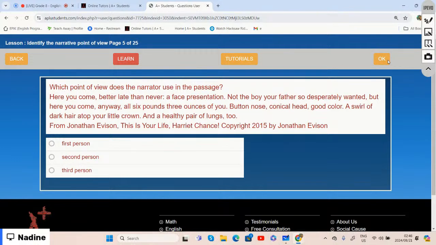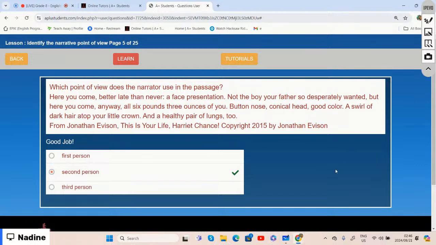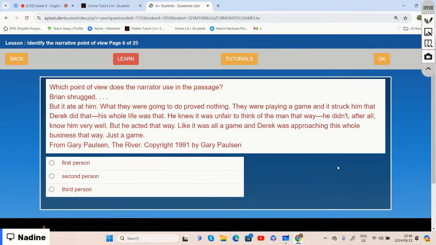All right, and if we were to select the correct one, I think this sounds like the second person. You and your are mainly being used, where you're focusing on casting the character, or narrating the character, within the story.